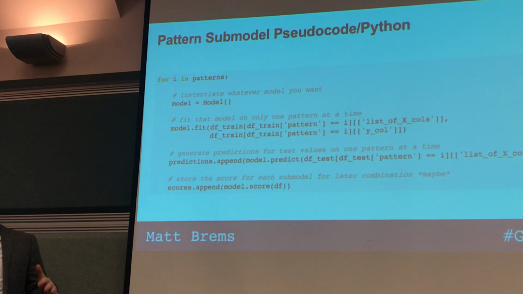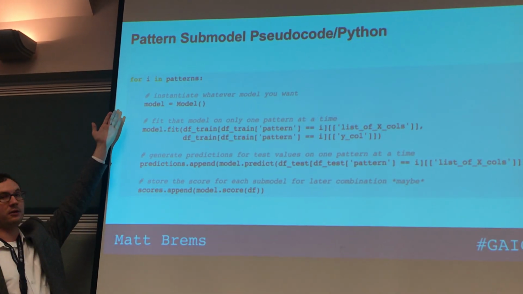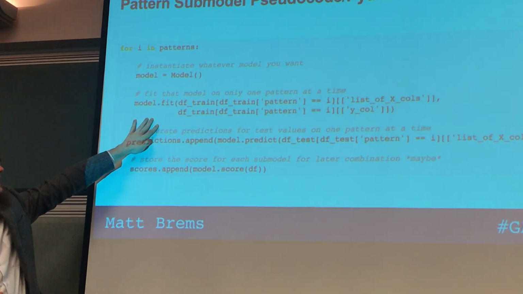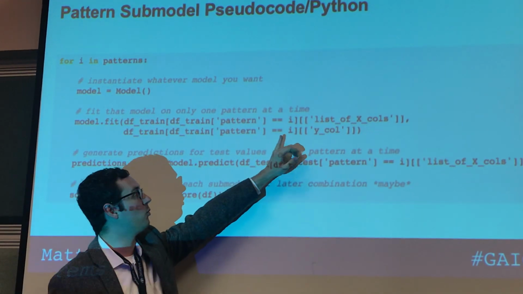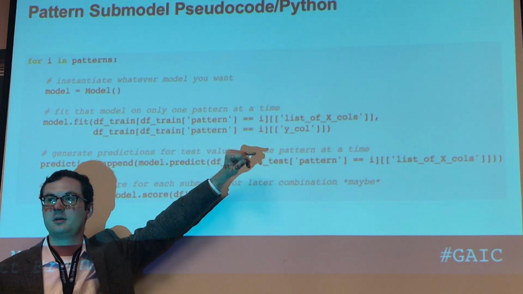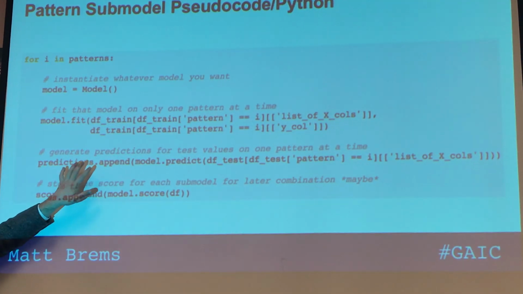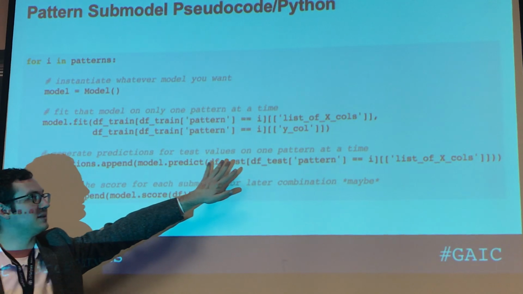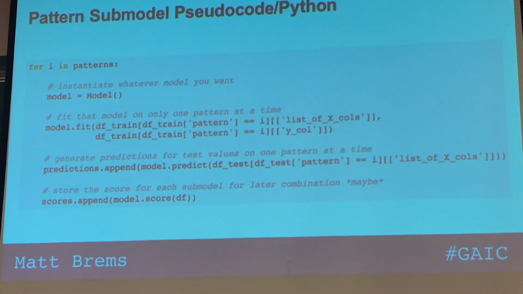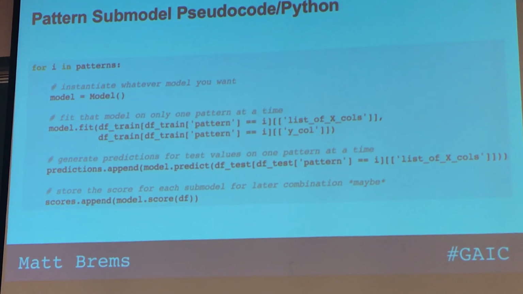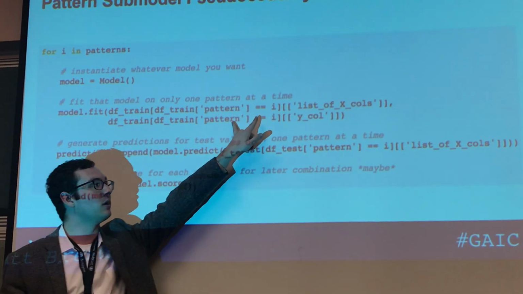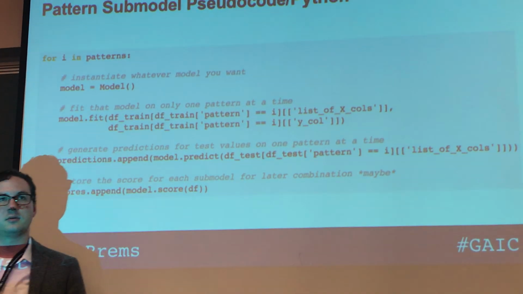And so if we look at the pseudocode, we're just going to iterate through each of our patterns. We're going to instantiate a model and fit it only on the training set where that pattern is met, or we've got that particular missingness pattern. Then we're going to generate predictions, or do whatever analyses we want, and then we might score those models. But that's the extent of what we're going to do. We're just going to fit a different model on each of those subsets of our patterns.